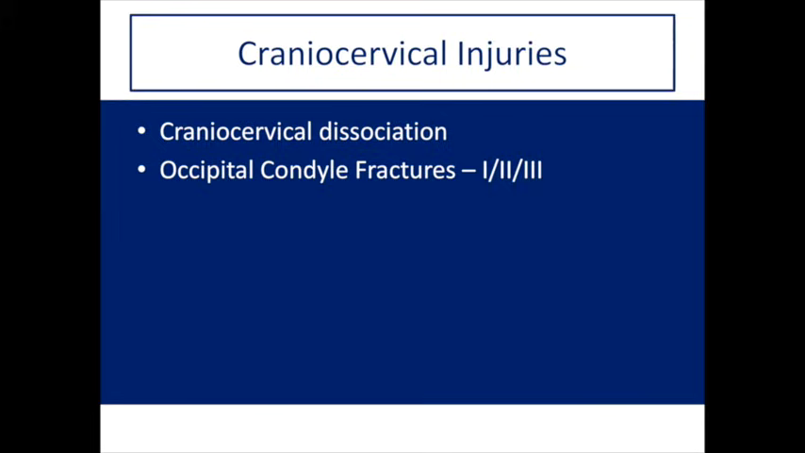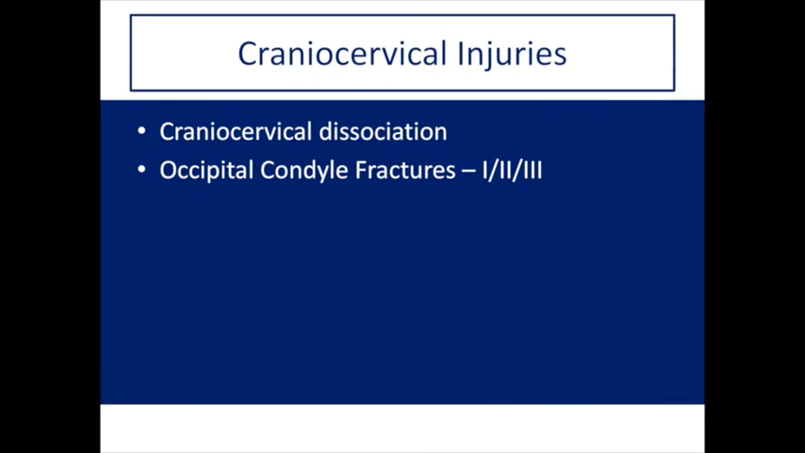Second, occipital condyle fractures. Fractures of the occipital condyles are separated into three types, types 1, 2, and 3. Type 1 refers to a comminuted fracture with little displacement. Type 2 refers to a skull-base fracture that happens to extend into the occipital condyles. And type 3 refers to avulsion fragments of the occipital condyle, which occur at the insertion of the alar ligaments.